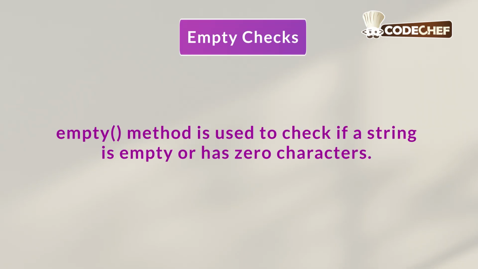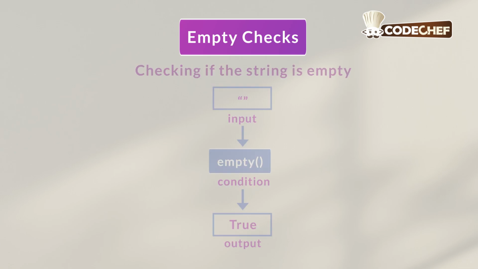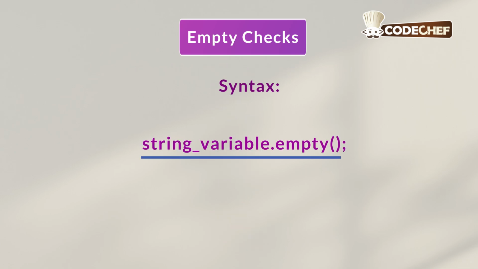Then empty checks. So this method is used to check if a string is empty or has 0 characters. It returns true if the string is empty, otherwise returns a false value. Its syntax is string variable dot empty and semicolon.